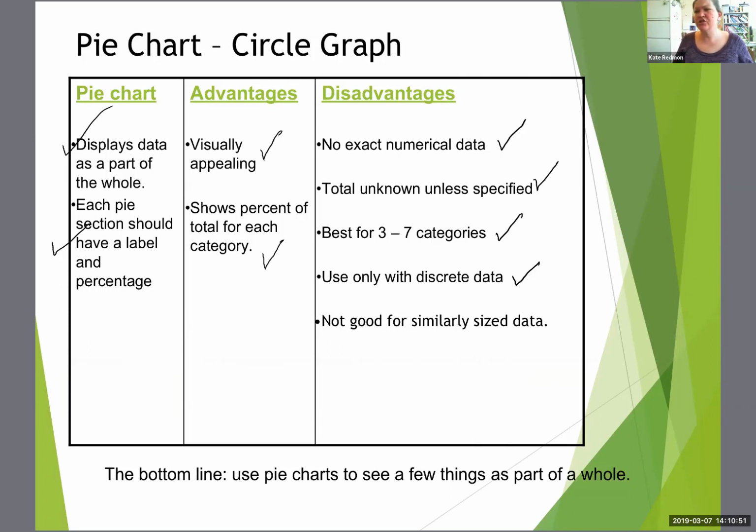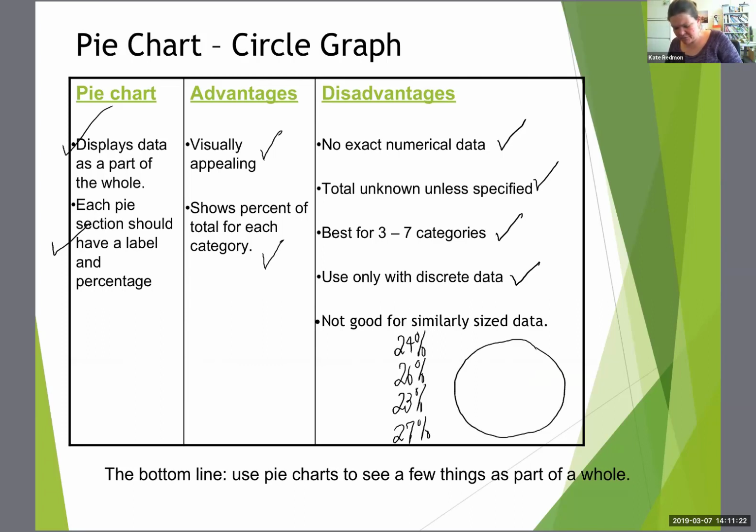Like we said, it only works for those discrete data sets where each individual set is totally separate, not overlapping, not related. And it's also not good for similarly sized data. For example, if we knew that we spent 24% of our budget on one thing, 26% on another, 23% and 27%. When I look at those in number forms, it's really easy to see that they're different numbers. But if I were to put that on a graph, the pieces would be so similar, it would be really hard to tell which one was which. And so it wouldn't be very useful. So it doesn't work very well for similarly sized data.